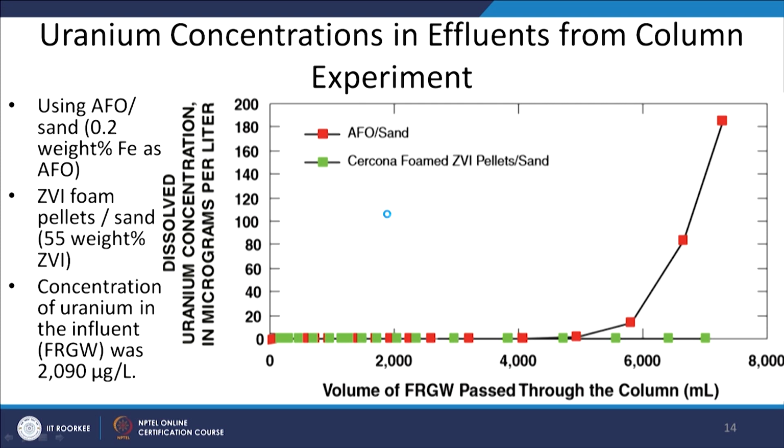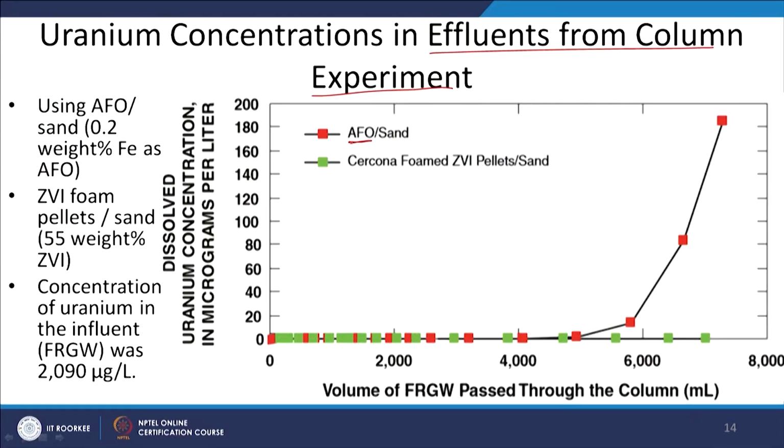Again, one other data set: uranium concentration in effluent from a column experiment. But unlike the case where we looked at phosphate-relevant material, we are looking at the iron-relevant materials, which are zero valent iron and the amorphous ferric oxyhydroxide. One is the AFO, ferric oxyhydroxide and sand, where the key removal was due to adsorption. That was the mechanism for removal. And for the one with zero valent iron pellets, what was the pathway? The uranium was first reduced and then precipitated out. So, this was the pathway.